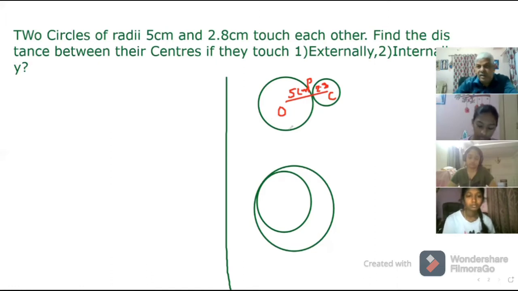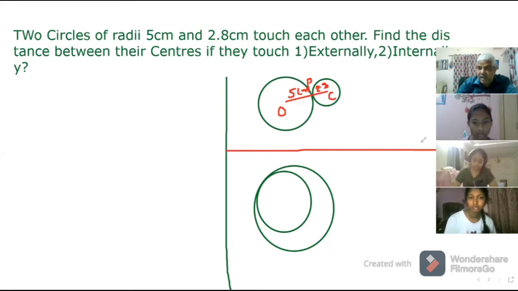So, a very simple problem: find the distance between their centers. Here is the idea they are going to give. In future, you will get problems where tangents have been drawn, that is, the direct common tangent and the transverse common tangent. Two types of tangents.